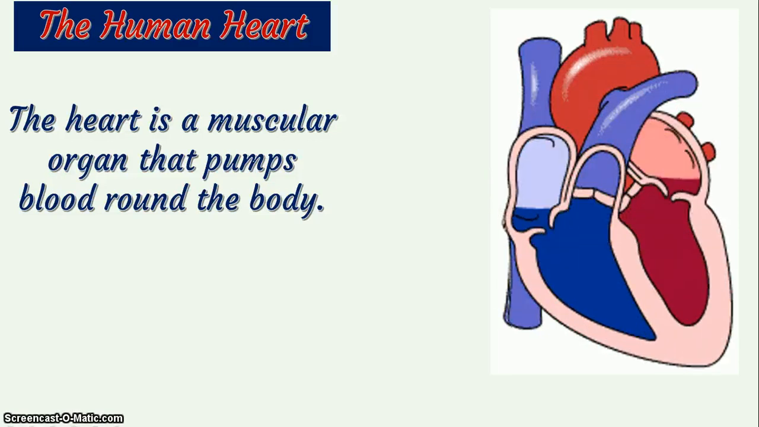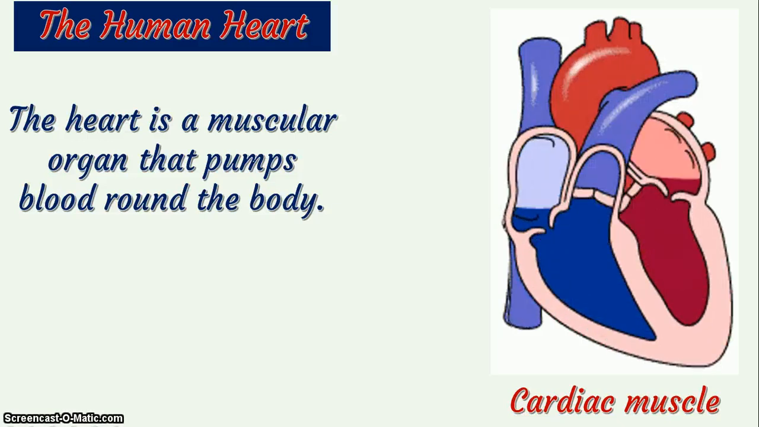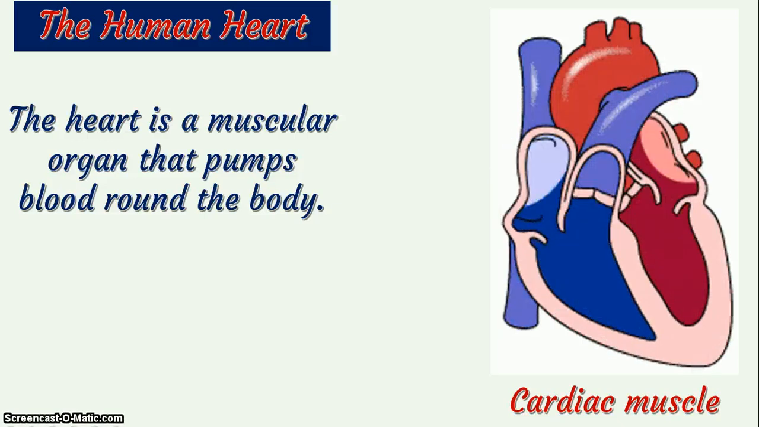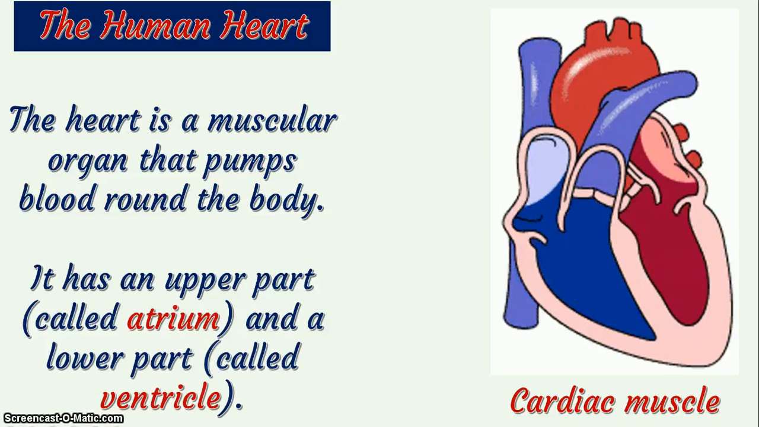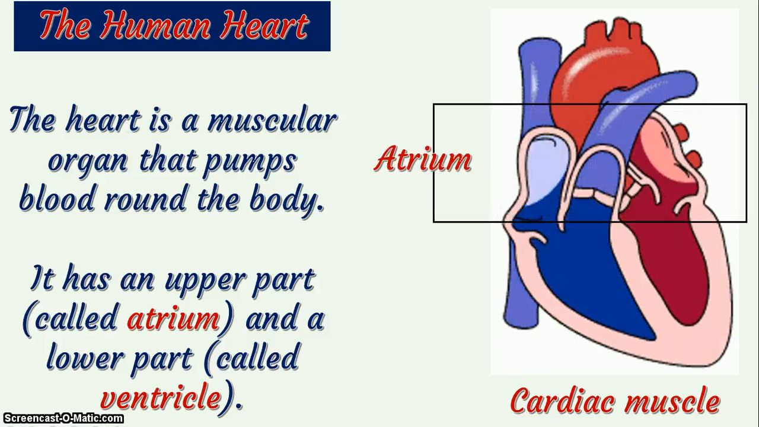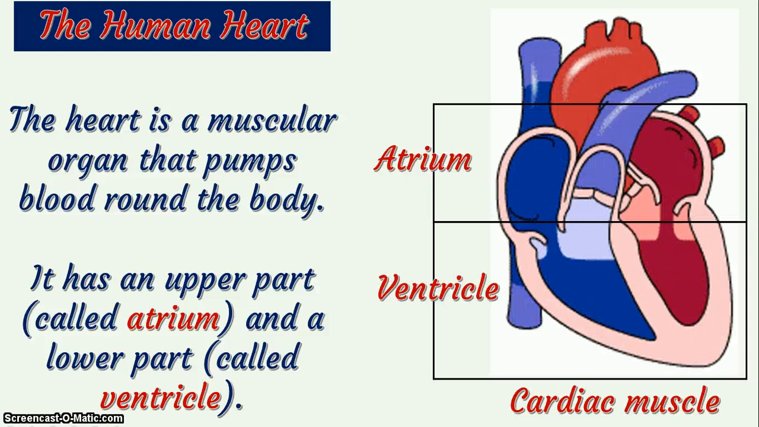Okay, the heart, we can say it has the upper part and the lower part. It's very simple. And the muscle of the heart is called the cardiac muscle. Remember, we say the heart has an upper part and a lower part. The upper part is called the atrium and the lower part is called the ventricle.